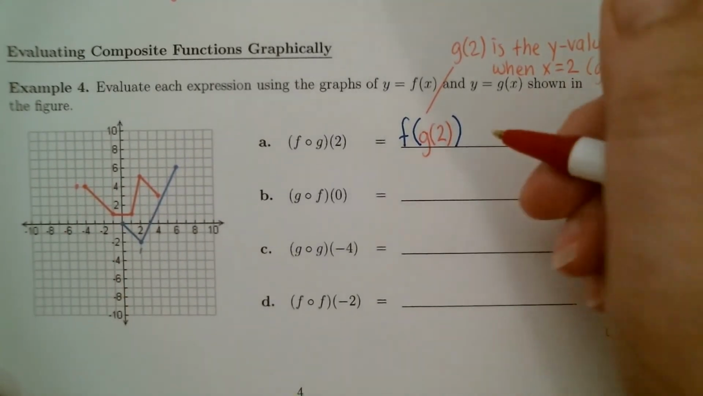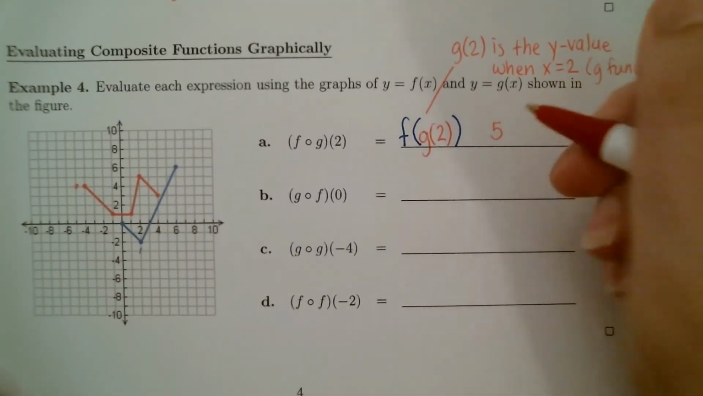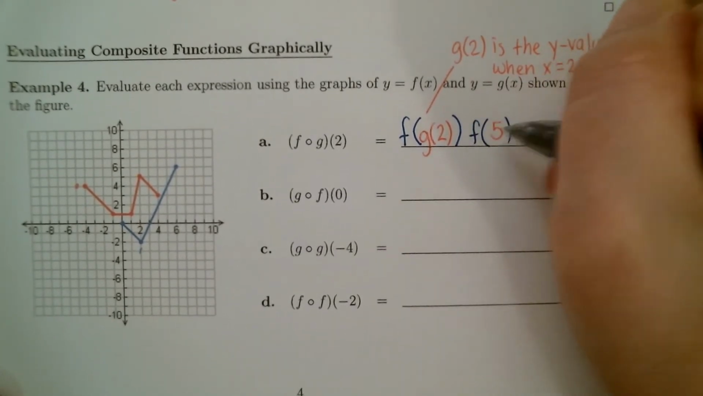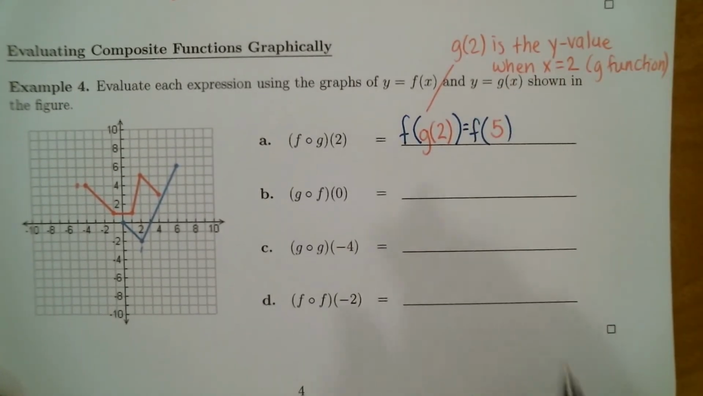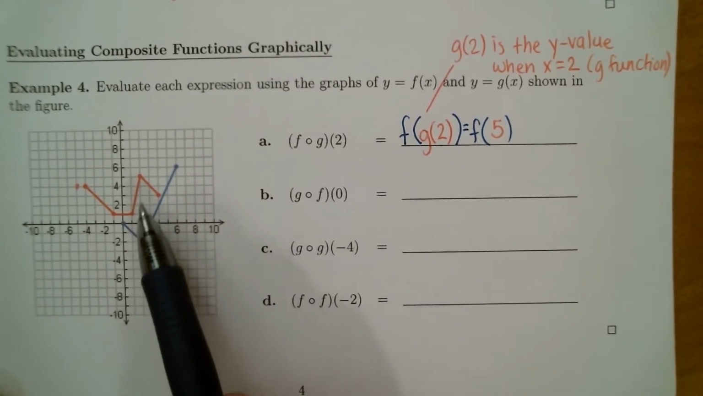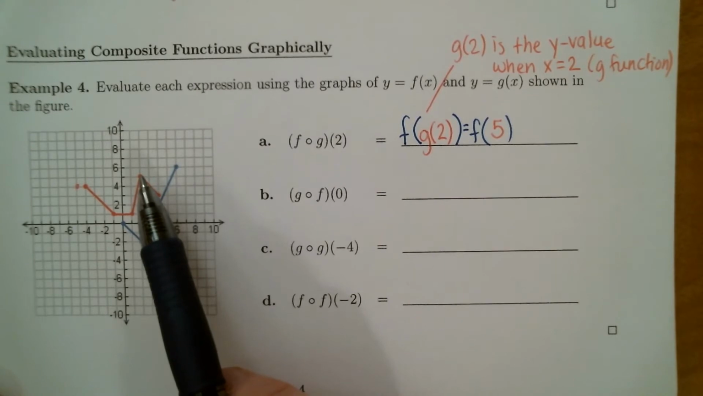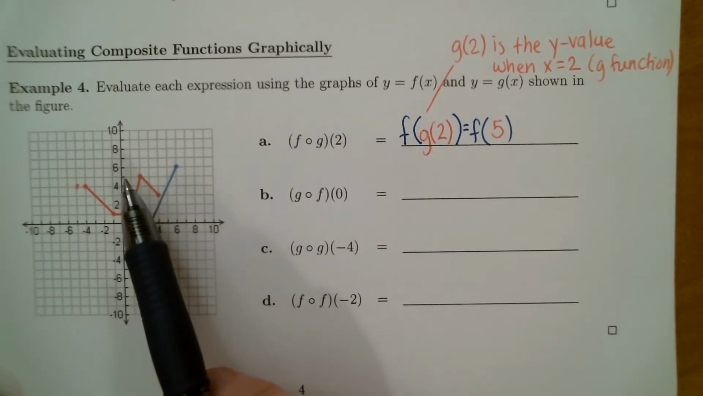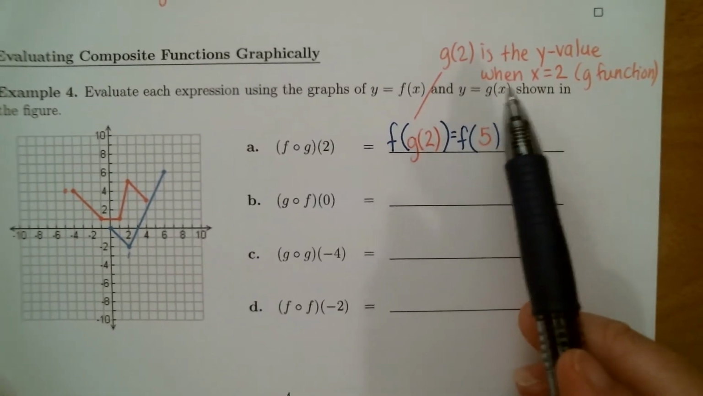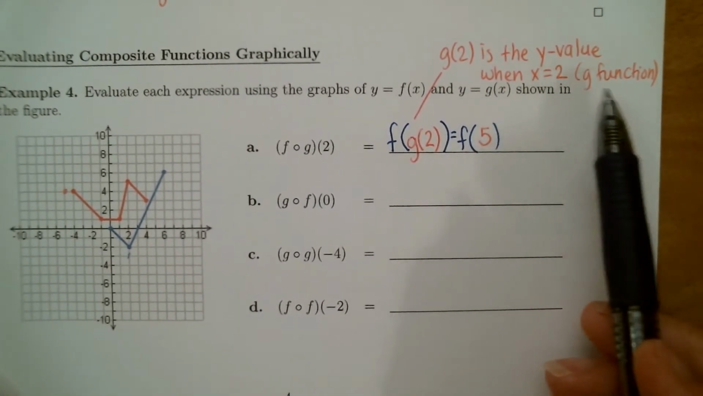So in my next step, I'm going to write this. The inside, so g of 2, is the same thing as 5. Again, I went to where x is 2, went up to the g function, and read off the y value. So g of 2 is 5. g of 2 is the y value when the x value is 2, if you're applying the g function.